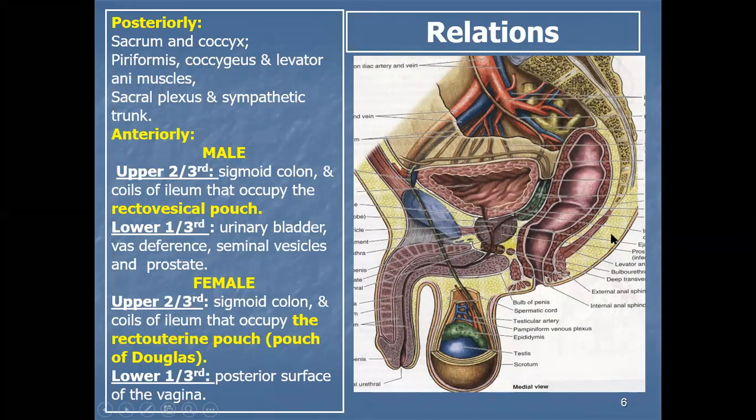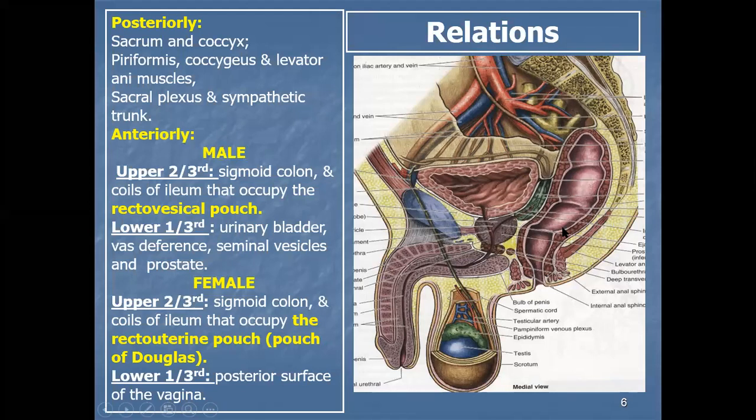Okay, so if you can see here, this is the levator ani muscle which is shown here. Then we have the coccygeus muscle and piriformis, so everything will be below, which will be forming the posterior relations. And then also there are two plexuses, the sacral plexus and a sympathetic plexus, which is present behind this rectum.